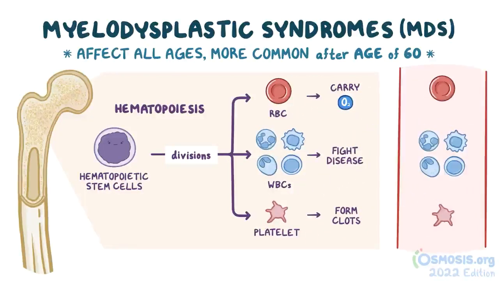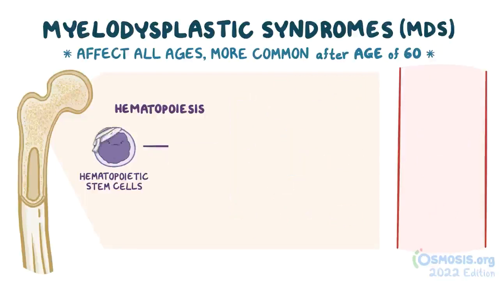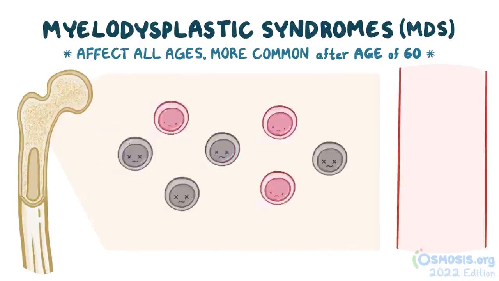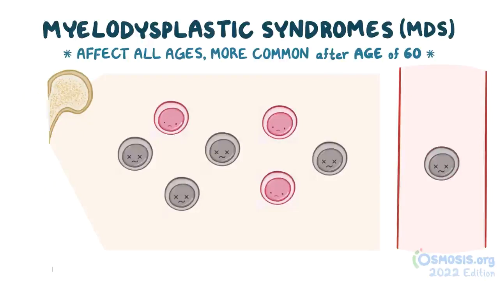In MDS, hematopoietic stem cells are damaged, so they give rise to faulty blood cells, which don't mature, but instead persist as immature cells called blasts. These immature blood cells usually die in the bone marrow or soon after they go into the blood, so you can't really count on them to do the job of mature blood cells. As the condition progresses, immature blood cells gradually take over the bone marrow, which displaces and reduces the normal ones.